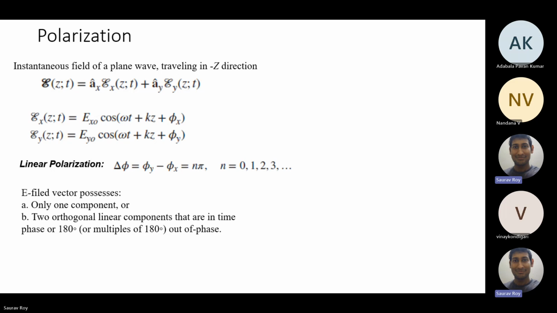Can you now visualize this? Is this definition clear, when it becomes linear polarization? Yes, sir. Okay. So that means the difference between them has to be multiples of pi.